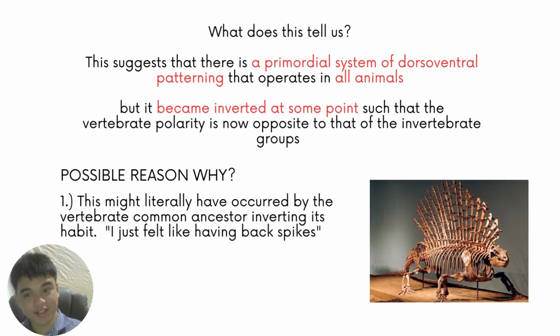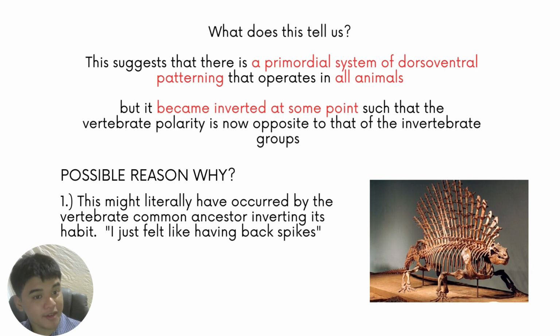Well, simple. There is a primordial system of dorsal ventral patterning in all animals, but at some point it became inverted. That's why we have the invertebrate and the vertebrate. And there's many reasons. So let's start with reason one. They just felt like it, you know? They didn't have a cord because the vertebrate ancestor inverted the habit. It's just like, I want back spines, you know?